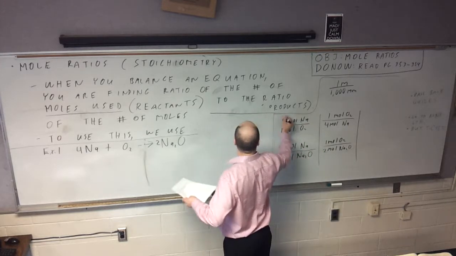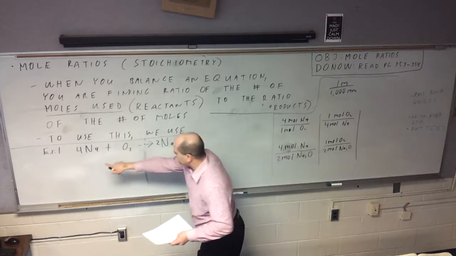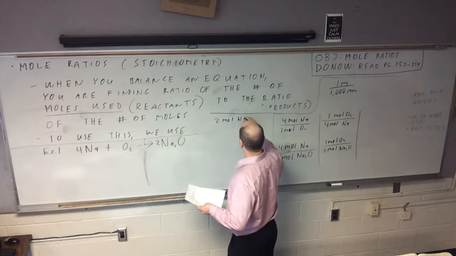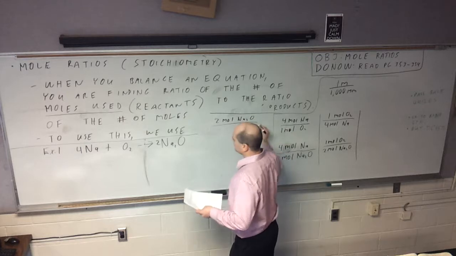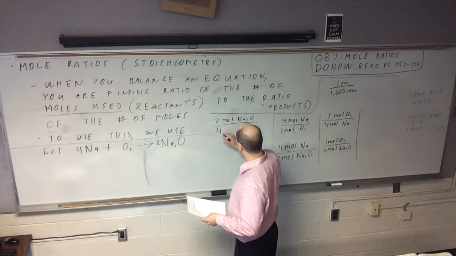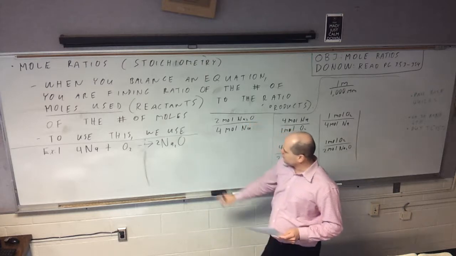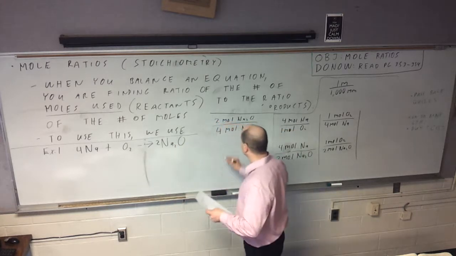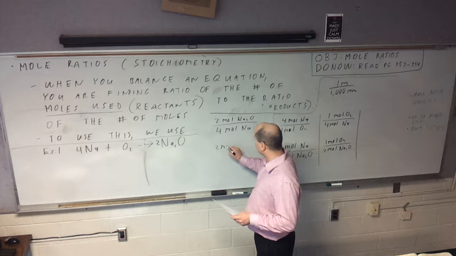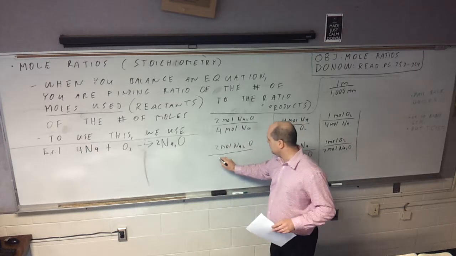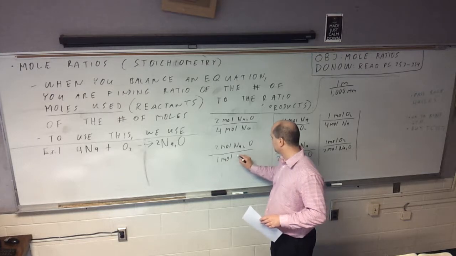I'll do the last one. So last, we're going to do sodium oxide to each of these. So we'll do 2 moles of Na2O over 4 moles of sodium. And then finally, sodium oxide to oxygen: 2 moles of Na2O over 1 mole of oxygen.